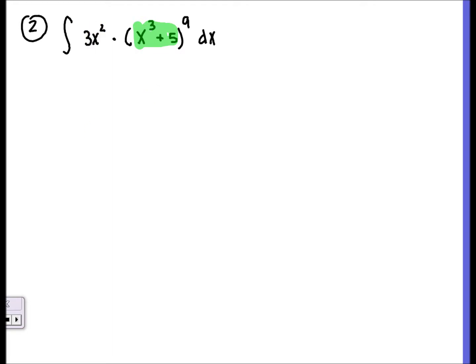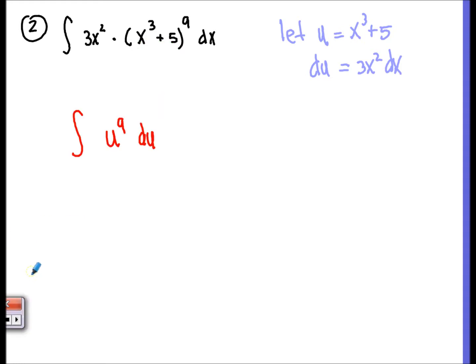So now I'm going to assign u as my x to the third plus 5. I have to pick one of those two functions. And the reason why I want to let u equal x to the third plus 5 is because the derivative of u, 1 du, equals 3x squared dx. Now I'm going to rewrite the expression in terms of u. Instead of x to the third plus 5 raised to the 9, I'm going to let that equal u, and it's going to be u to the 9th. Instead of 3x squared and the dx, I'm going to substitute those out with du. And then I'm just going to simply integrate u to the 9th du.